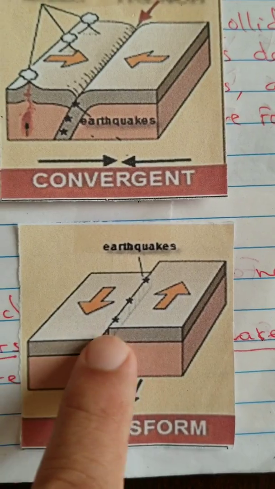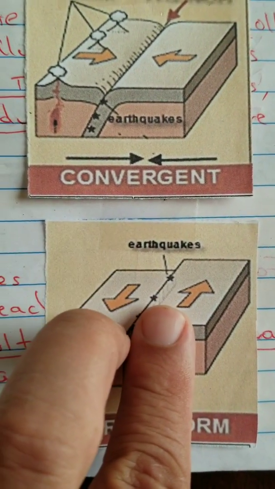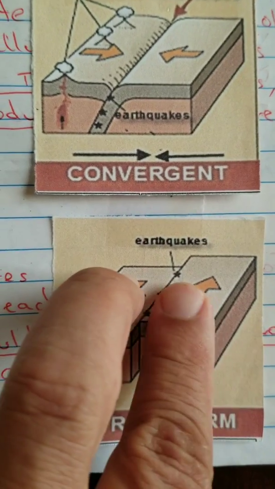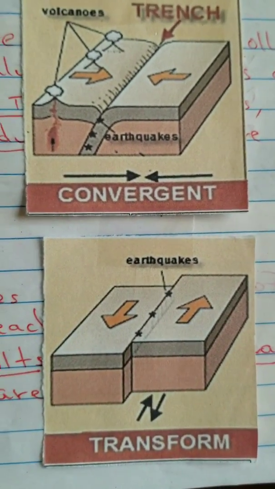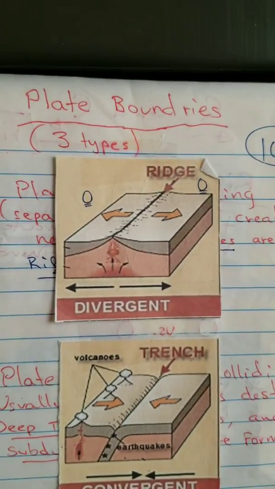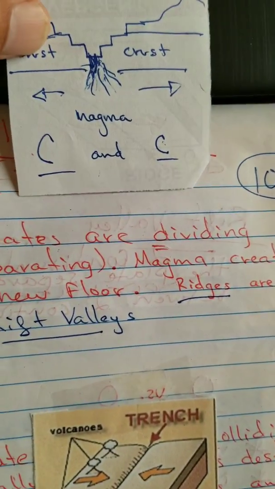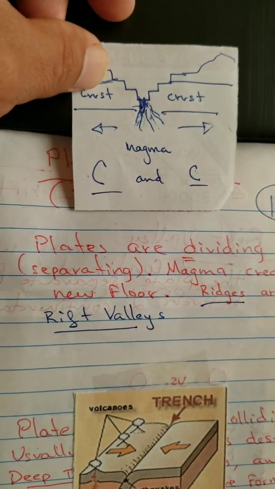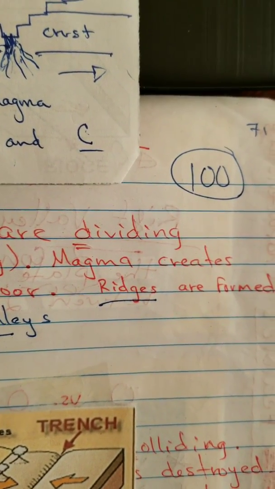You can see those sections where, when these plates slide next to each other, eventually they build up enough pressure where, boom, they make that earthquake happen. Right, so let's take a look at this boundary, which is the divergent. This is when plates are dividing. Here they're separating, moving away from each other.